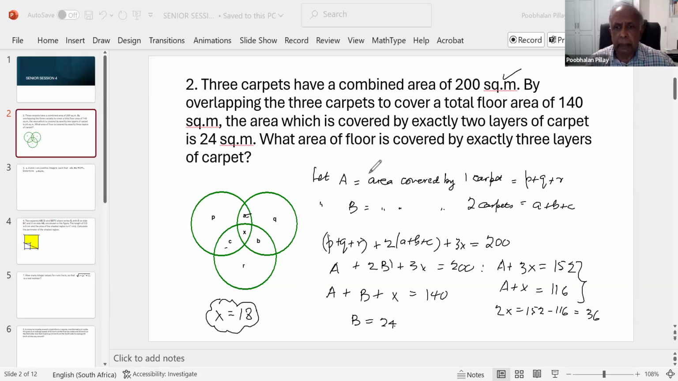I should have said x is equal to area covered by 3 layers. And that is what we needed to find. Quite a nice problem. Although there are 7 unknowns here, we were able to solve the problem by simply giving names to groups. Okay, so let's get on to the next problem.